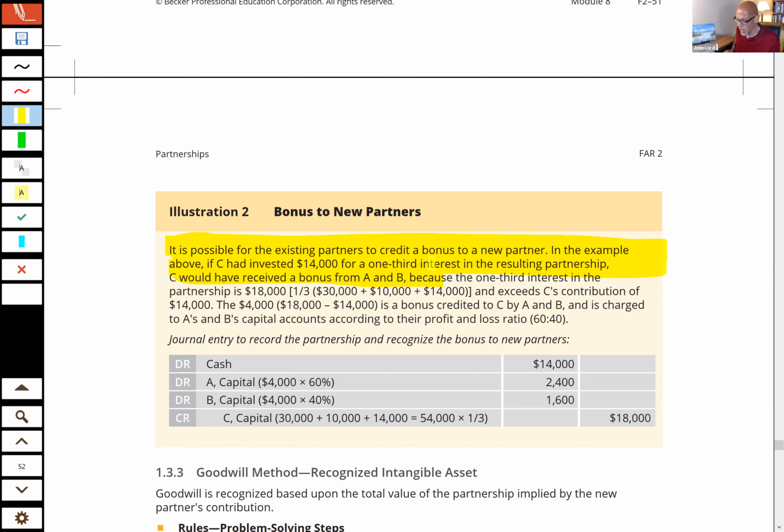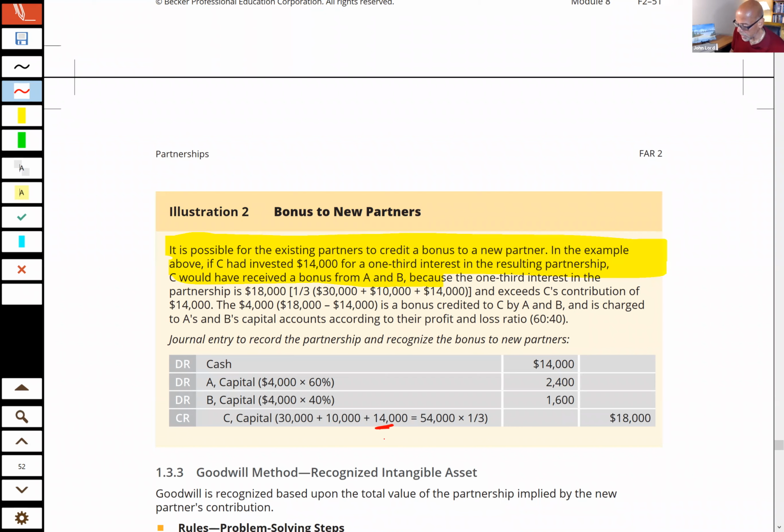Sometimes students say, well, why would they pay a new guy? Well, maybe this guy's bringing in some knowledge or line of business that the new partners want to try to get into, right? And so the old partners bring this person in and say, hey, we'll pay you a bonus. So if they're going to pay what?